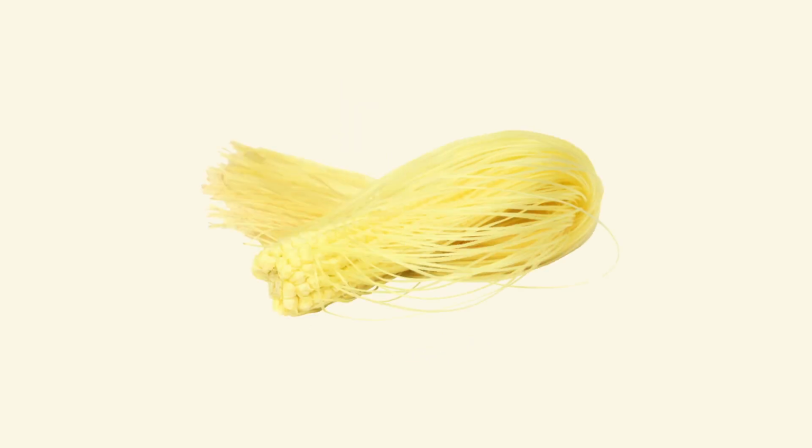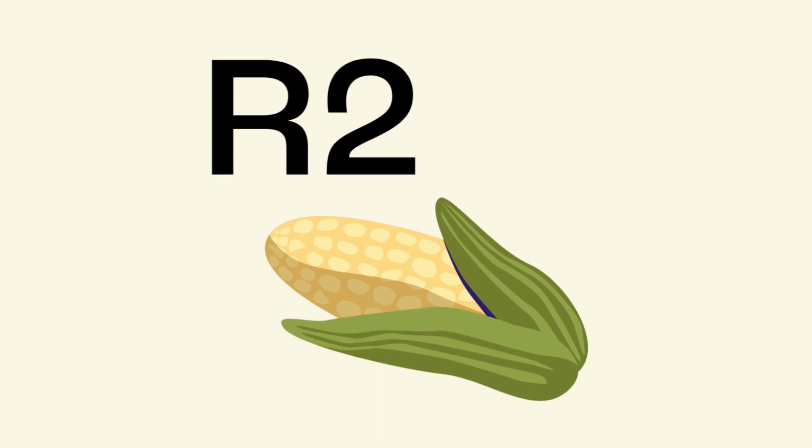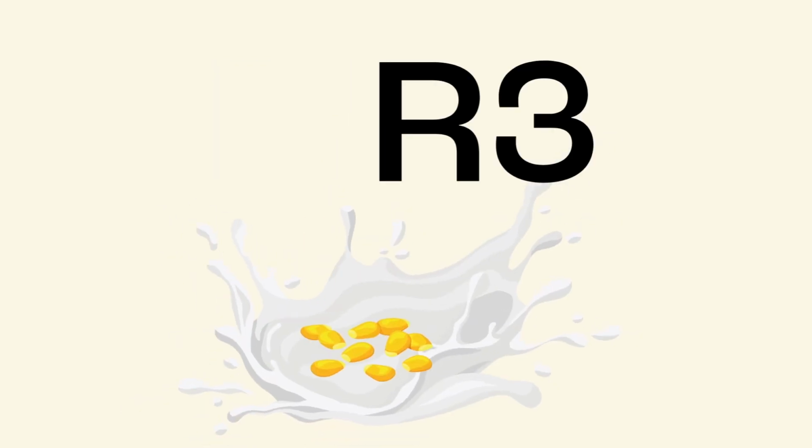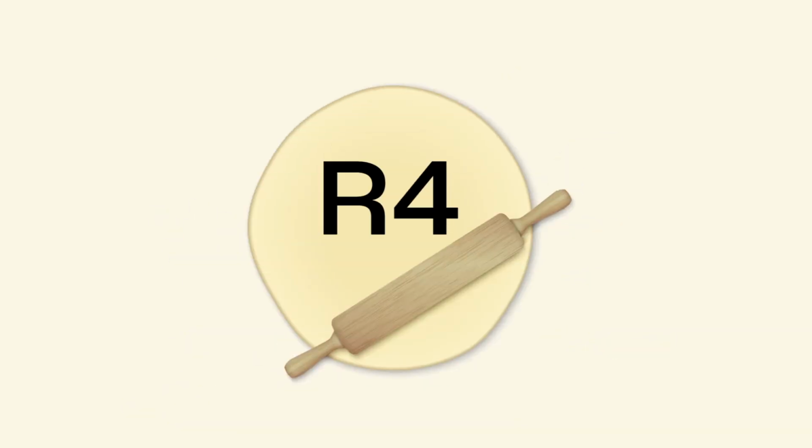R1 is when the silks are visible on the outside of the husk. R2 is the phase when the kernel is white on the outside. R3 is the milk stage, and the kernel becomes yellow with white fluid on the inside. R4, the dough phase, is next.